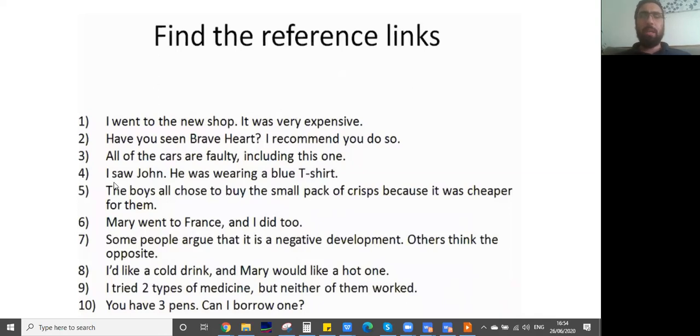Number 4. I saw John. He was wearing a blue t-shirt. So where is the pronoun that's used for substitution? Excellent. So we have he there. Fantastic.